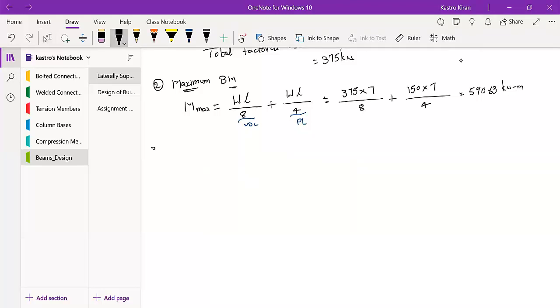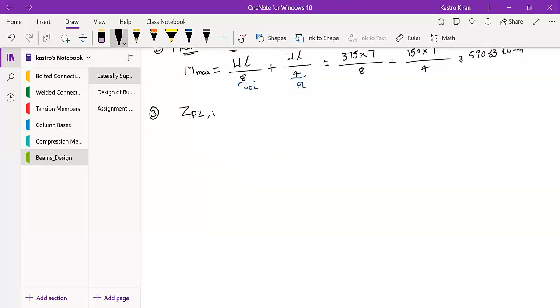Now the next step is we need to find out the value of ZpZ required. We have to solve for this ZpZ required. You know the formula: M into gamma M0 by Fy. What is M? It is the maximum bending moment, which is 590.63 kilonewton meter. I'm converting into Newton mm, which will be 10 power 6, into gamma M0 value of 1.1, upon Fy value of 250, which will be 2600 into 10 cube mm cube.